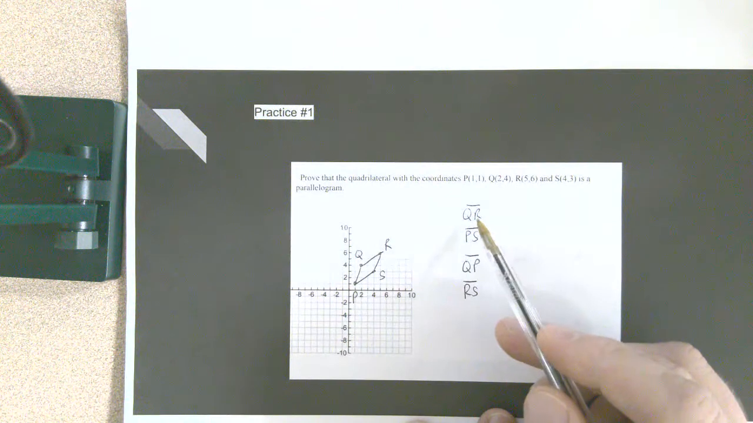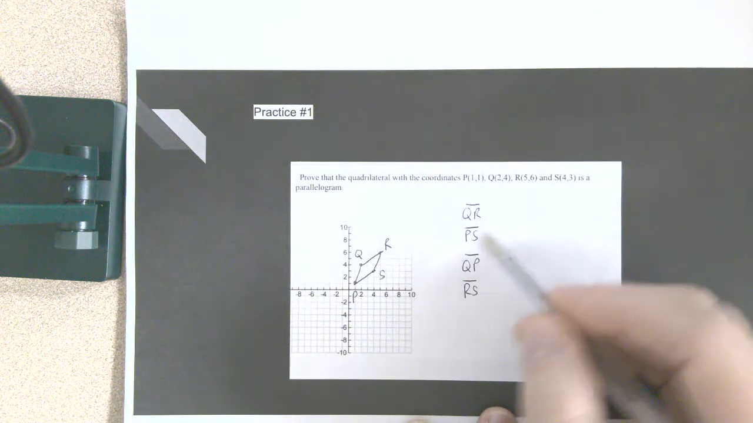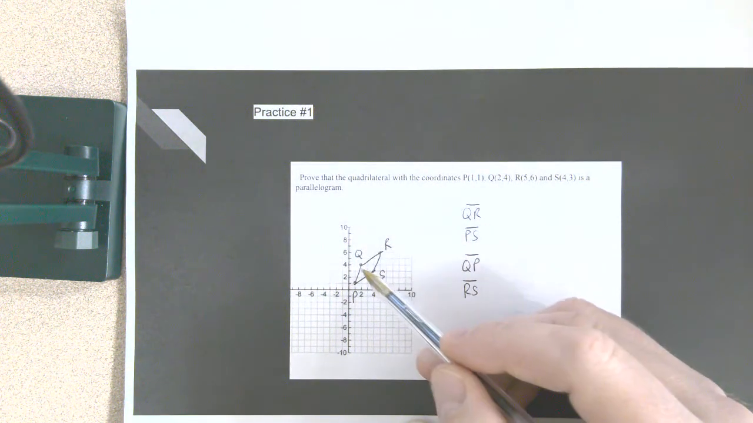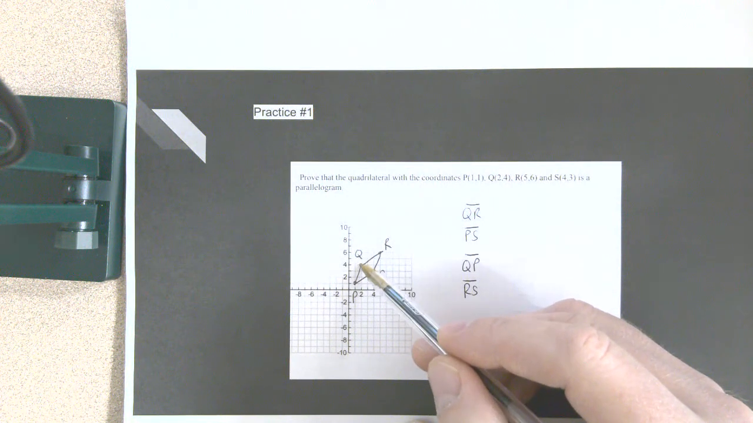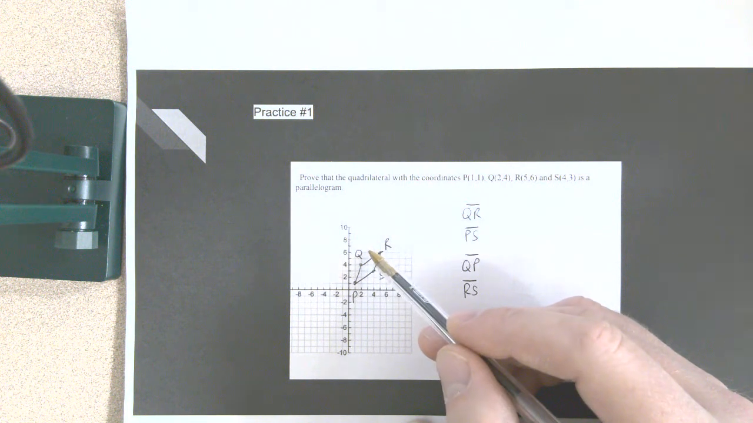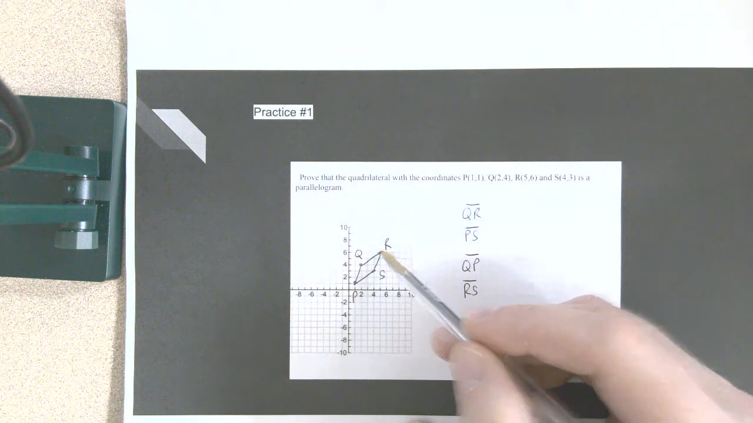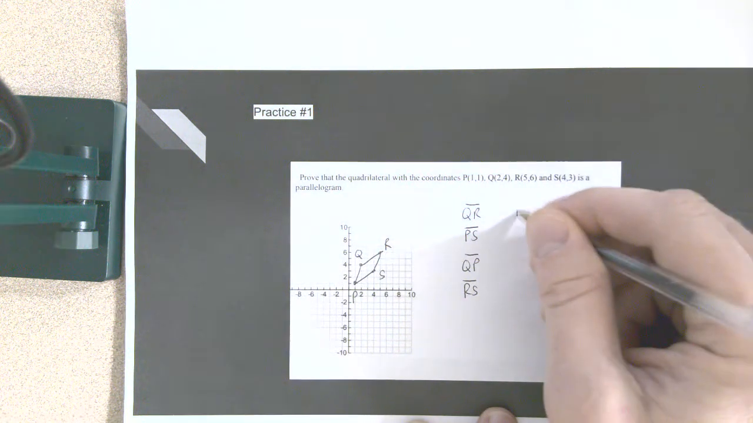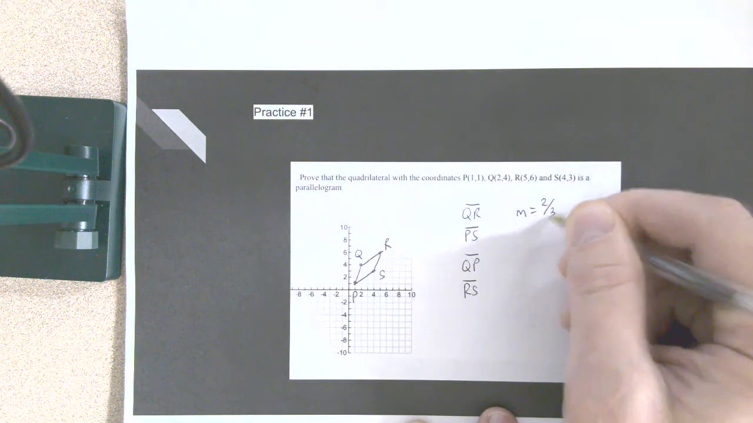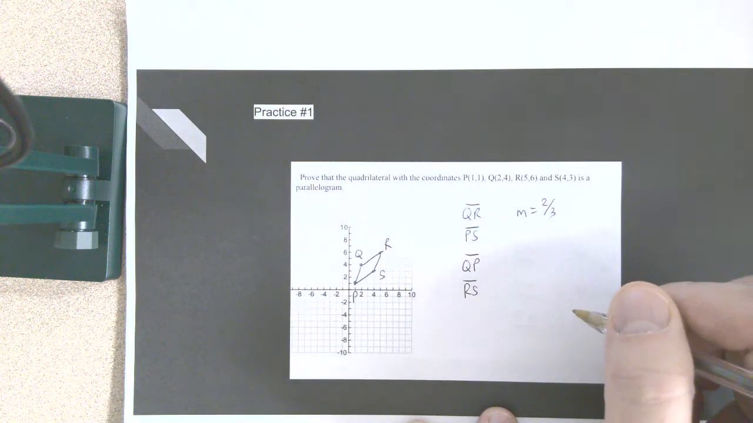So as we list these sides, let's go ahead and list the slopes. For QR, that's our top side. QR, I'm going to go up 2. Remember, you always want to start with your rise over your run. So rise first. So I'm going up 1, 2, and I'm going right 1, 2, 3. So hopefully you got a slope of 2/3 for QR.